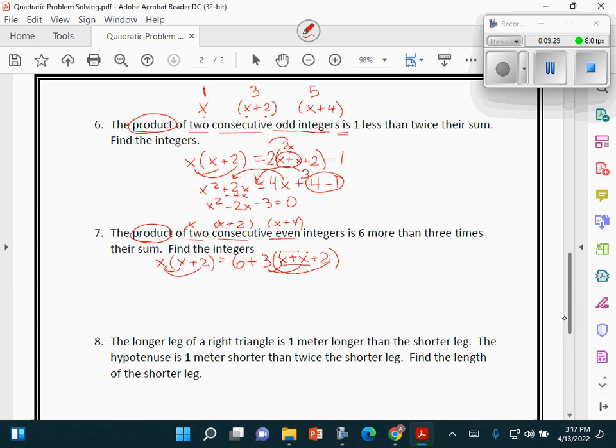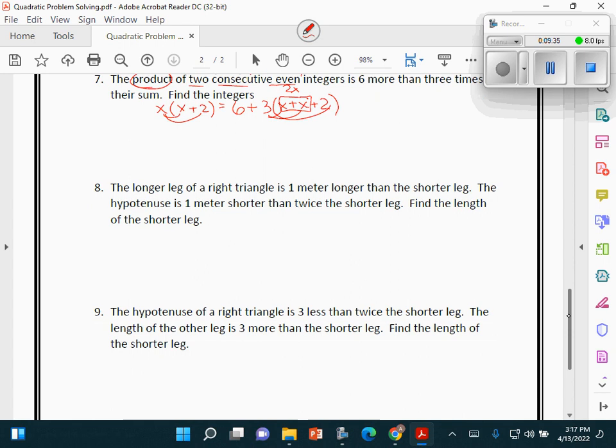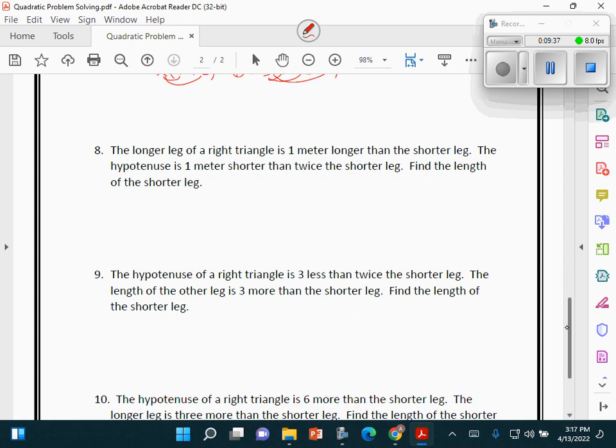You could combine your like terms here first if you want to, and then figure out which method you want to solve it. I'm leaving some of this up to you. Okay, on 8, 9, and 10, we have triangles. So we're going to think of a triangle. These are going to be right triangles where we can use the Pythagorean theorem.